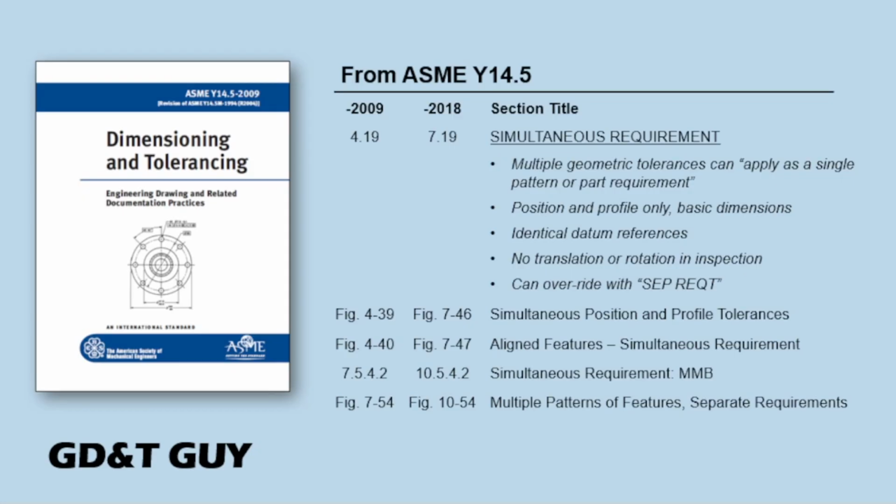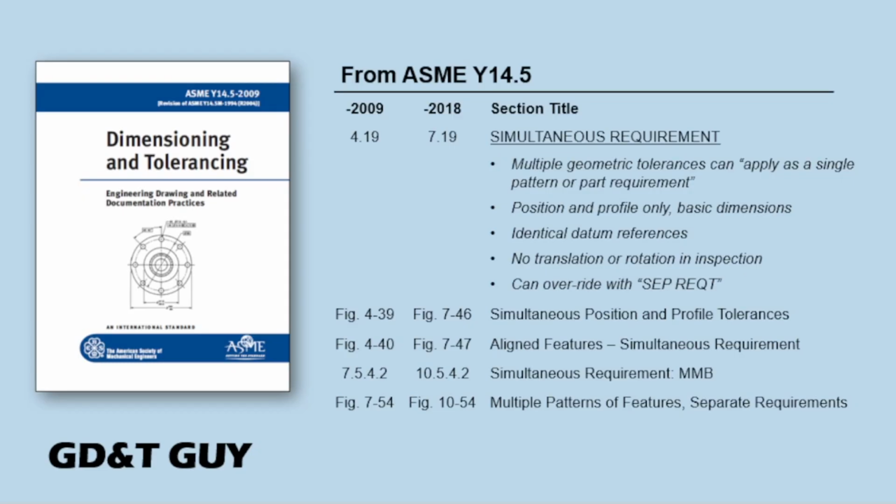Unless we explicitly say otherwise on our drawing, multiple tolerances for multiple features, all over a part and drawing, can be considered as a single pattern, a single requirement, in which you cannot translate or rotate the part mid-inspection, like if you had an MMB datum reference. Okay, now it only applies to position and profile tolerances, and the features have to be located using basic dimensions. And importantly, to apply simultaneously, the tolerances need to have identical datum references. So identical datum precedence, and identical modifiers.